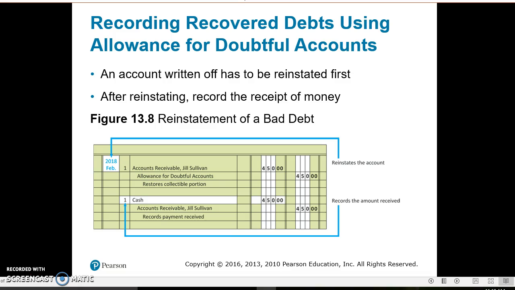If we discover debts that we're recovering, so someone we wrote off and then they repaid us, then you would actually have to reopen it and take the money out of the allowance for doubtful debts, put it back in accounts receivable, and then you can record the cash. You'll notice it's called reinstating the account.